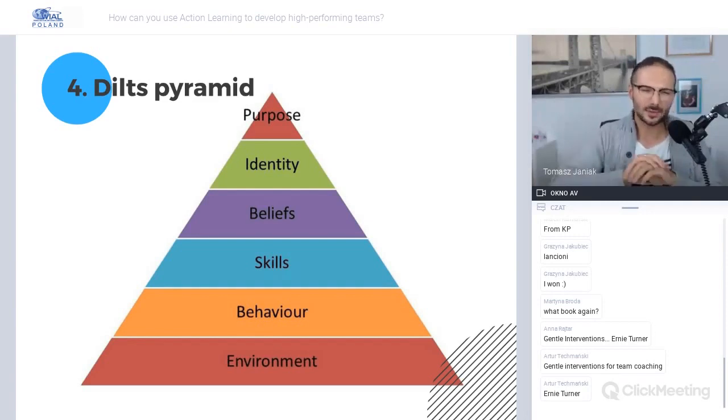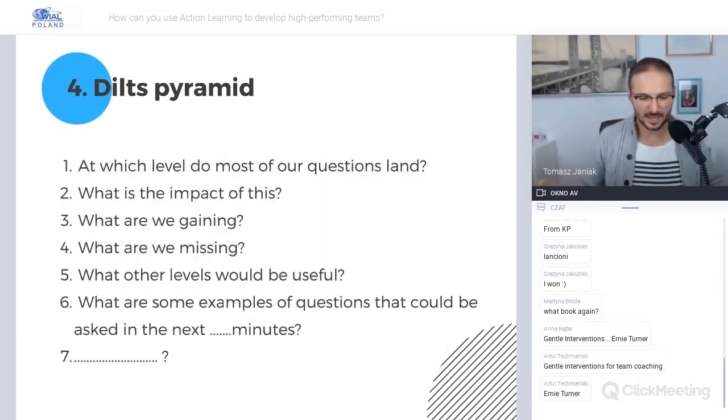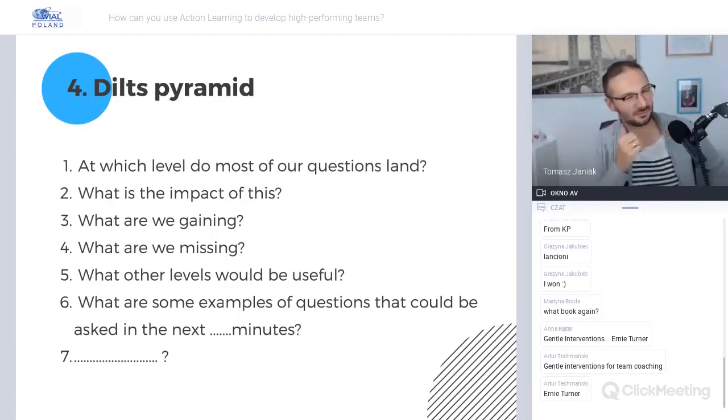I'm not saying these are the only questions we should ask, but I use this tool sometimes. I come to the flip chart, I quickly draw this pyramid, or I have it prepared beforehand, before the session, and I ask questions like these. Now, dear team, at which level do you think most of our questions land? So they look and they say, well, we ask mostly about the environment and his behavior.